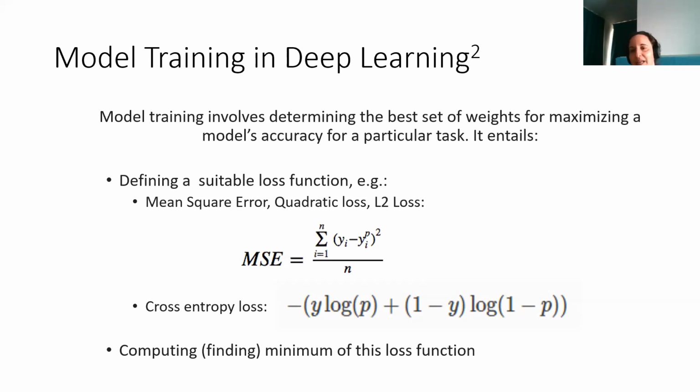Now, the problem here is that you don't know this underlying function. So the best approximation is going to be based on the training data that you have. Okay. Now, model training here involves determining the best set of weights for maximizing a model's accuracy for a particular task. That's how we pose the problem, and it entails defining a suitable loss function.